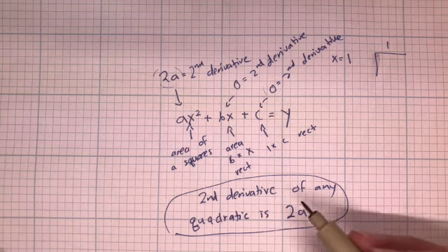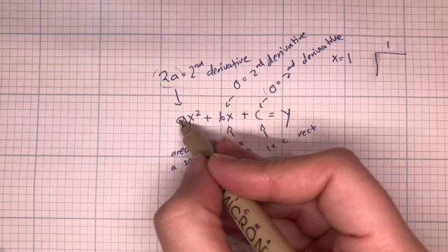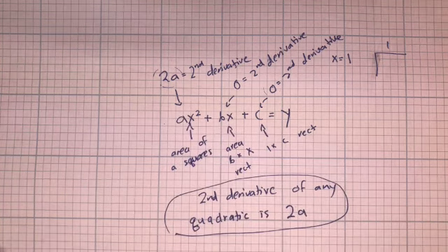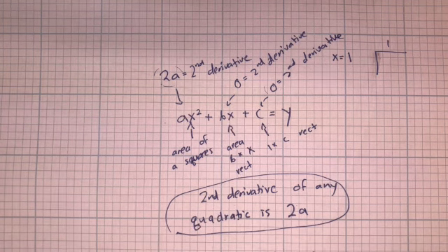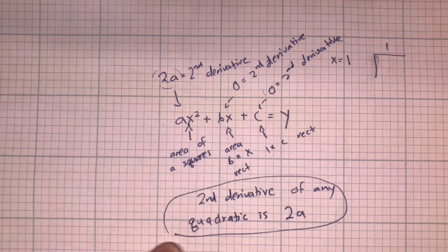And this is something that you might learn in calculus. You might learn something called the power rule, where you take this exponent and you bring it down and you multiply it by a, and you get the second derivative. But here, we just proved it using squares and rectangles. So that is the intuitive visual proof of why the second derivative of any quadratic is 2a.